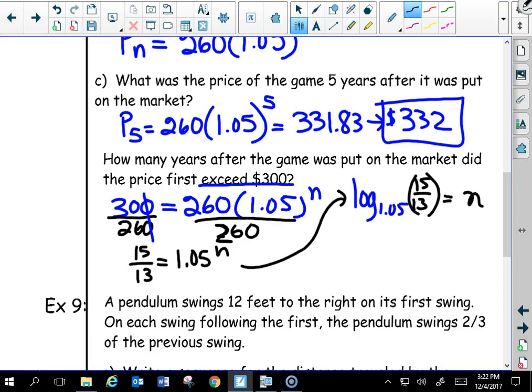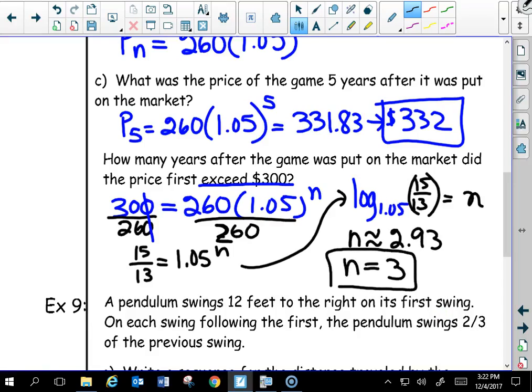All right, typing that in, I get n is approximately equal to 2.93. So at 2.93, it will exceed $300. They asked us to round, I think, to the nearest year. So we're going to put in n equals 3. It goes up by whatever year that you calculate, just round up to the next year.